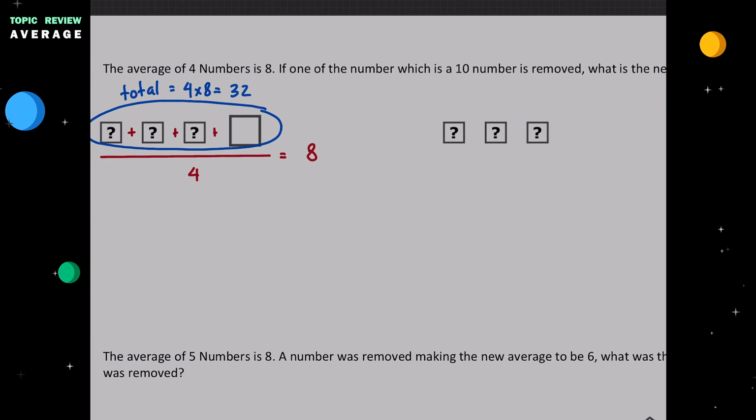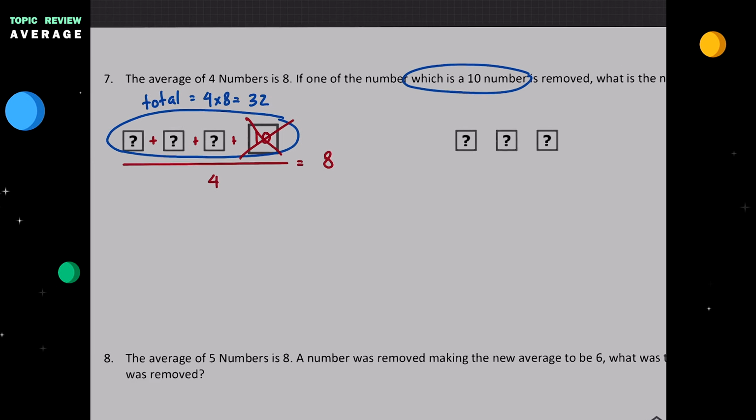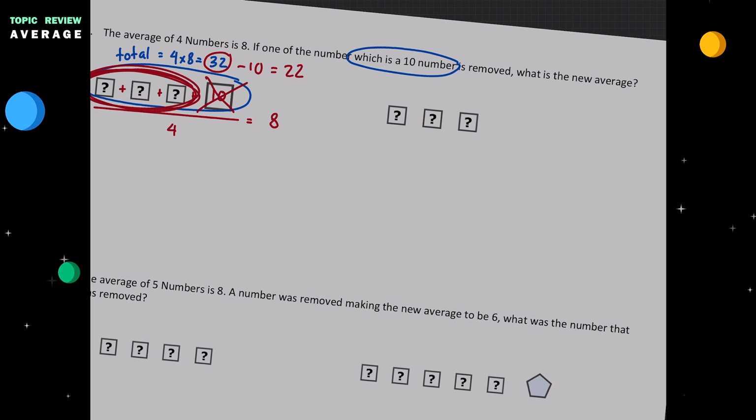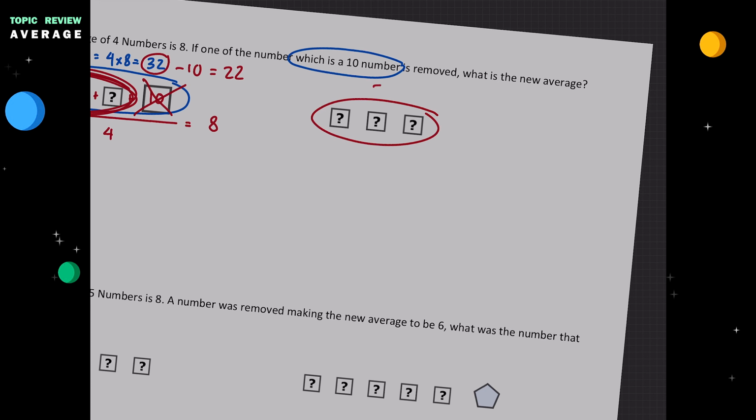Now it says if one of the numbers, which is a 10, is removed. So what it's saying is that one of the numbers is 10. So here's a 10. If we remove this number, get rid of it, the total is no longer 32. You can see, right? The total of 32 is for the 4 numbers. But if you remove the number 10, how much do you have left? You take away 10, you get 22. So these 3 numbers add to 22, and the last one is a 10. So we know that the 3 numbers must be 22.